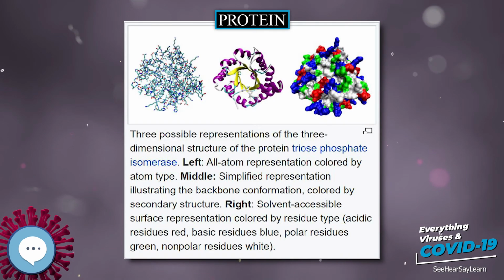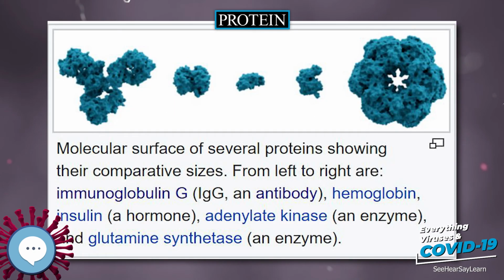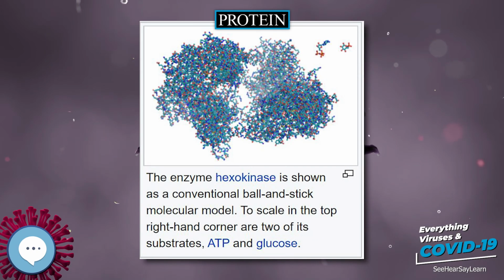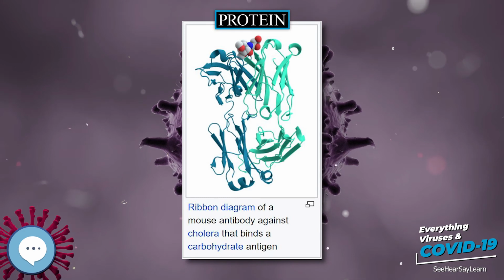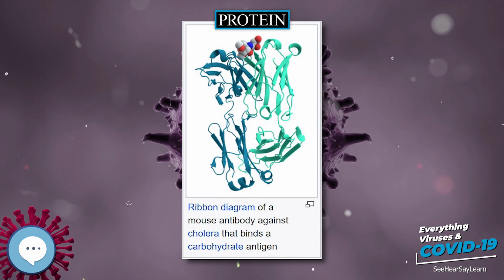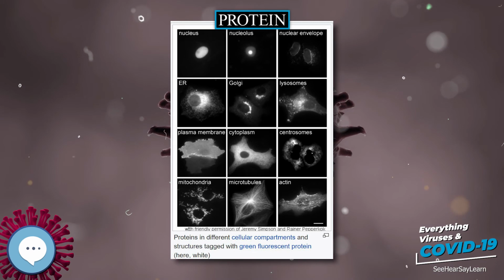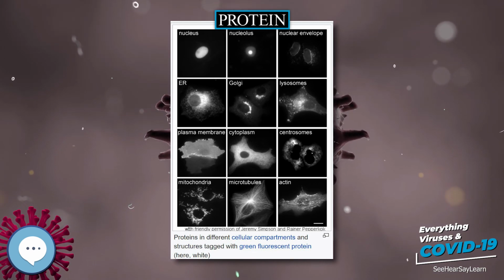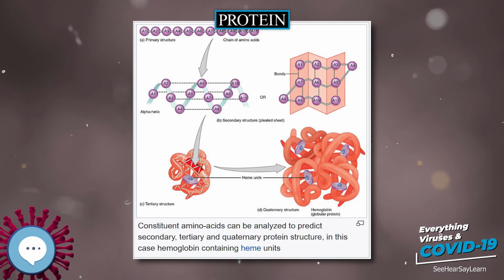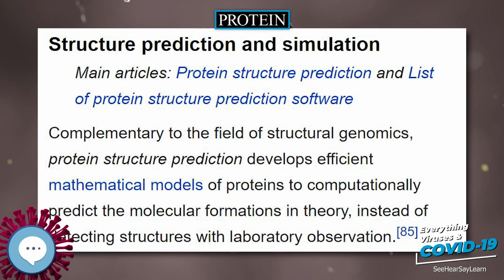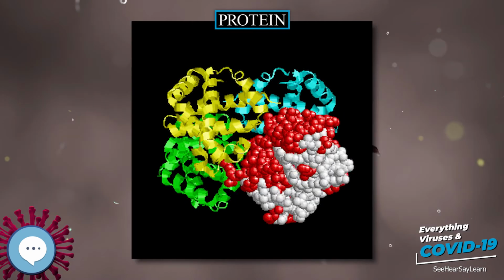Protein structure prediction methods attempt to provide a means of generating a plausible structure for proteins whose structures have not been experimentally determined. Structure prediction and simulation. Complementary to the field of structural genomics, protein structure prediction develops efficient mathematical models of proteins to computationally predict the molecular formations in theory, instead of detecting structures with laboratory observation. The most successful type of structure prediction, known as homology modeling, relies on the existence of a template structure with sequence similarity to the protein being modeled.